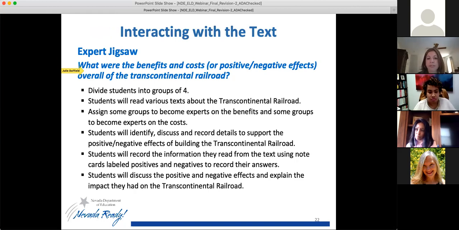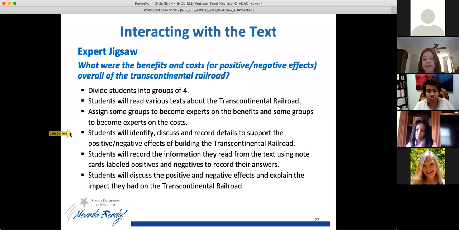So we want to go back to that essential question: what were the benefits and costs, positive, negative effects overall of the Transcontinental Railroad? So again, you would divide your students into groups of 4. You would assign them to read various texts about the Transcontinental Railroad. You would assign some groups to become experts on the benefits and some to become experts on the costs.